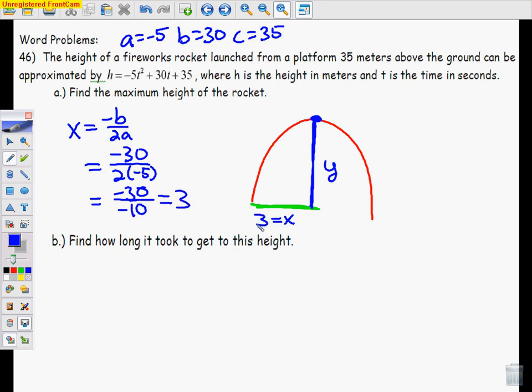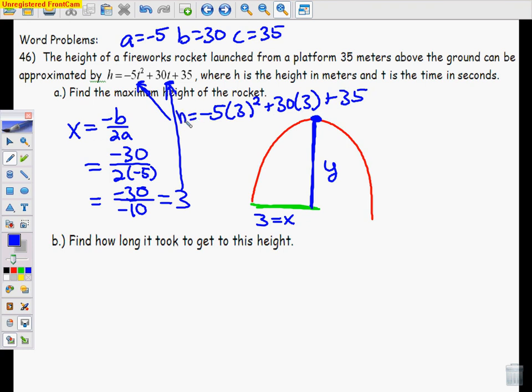Well, this is actually a t in this problem. This is what they use. So we know that the time here is 3 seconds. And y, that's going to be your height. So we're going to take this 3 and we're going to plug it in for both of those. So we're going to be plugging in -5 times 3 squared plus 30 times 3 plus 35 to find our height.